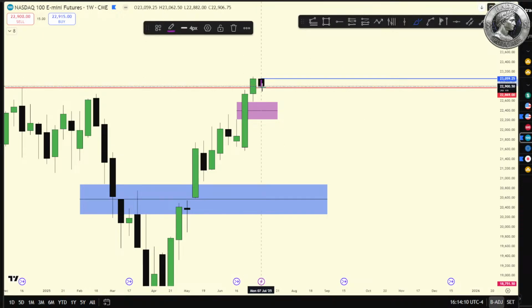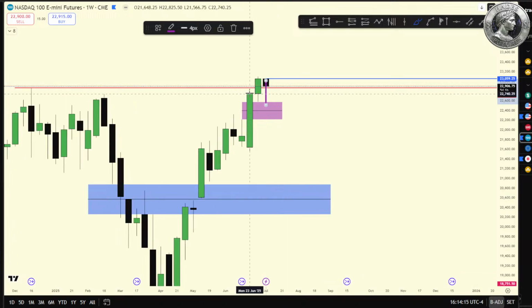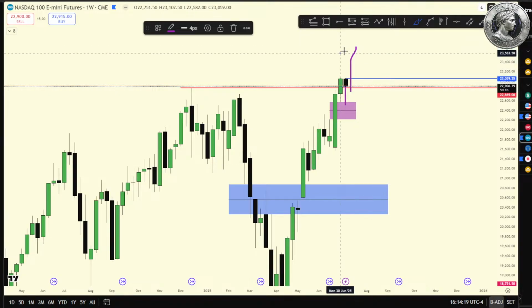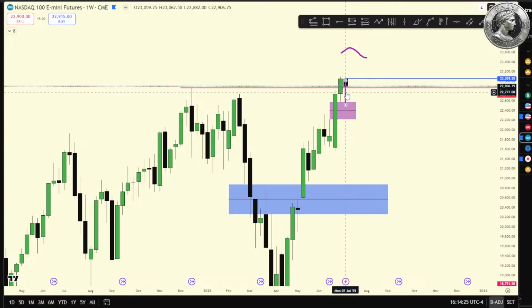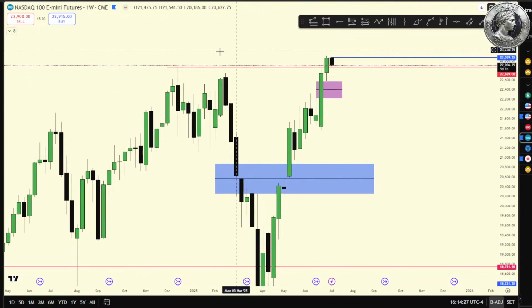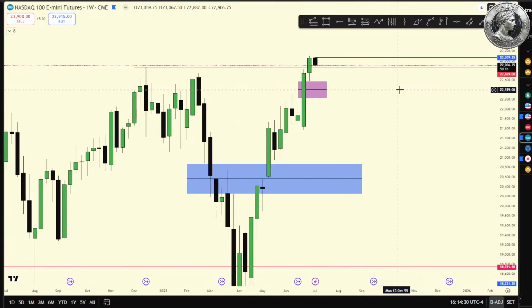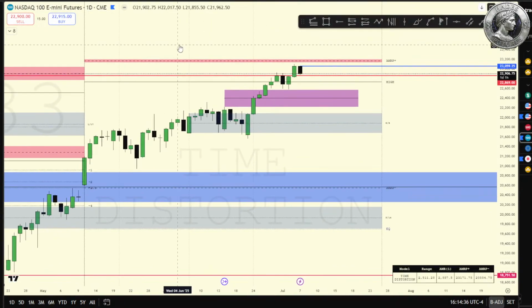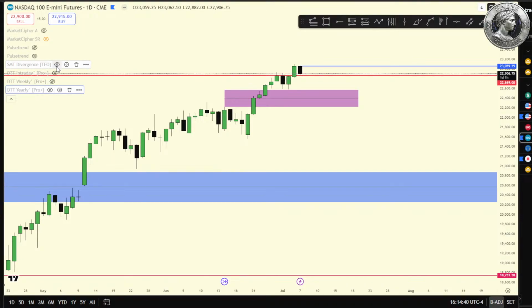But I think we're gonna get a dump here, and then we're gonna expand higher until we start showing signs of reversing. At the moment, this is normal price action on the weekly and daily. Let's delete some noise from here. Whoa, whoa, whoa.